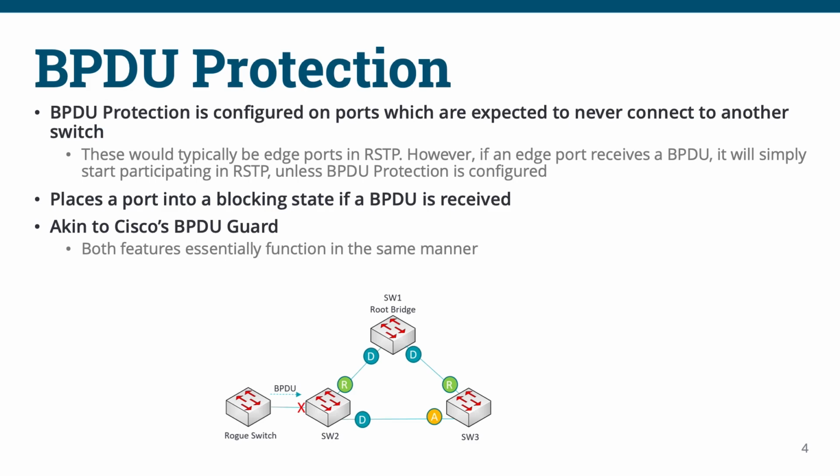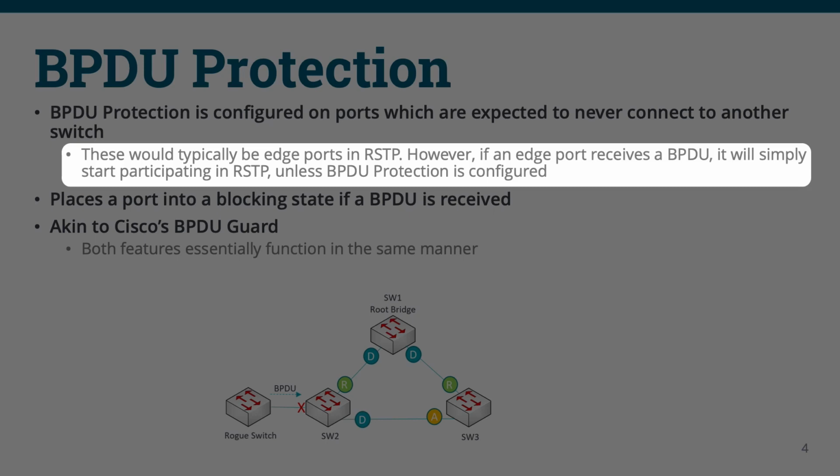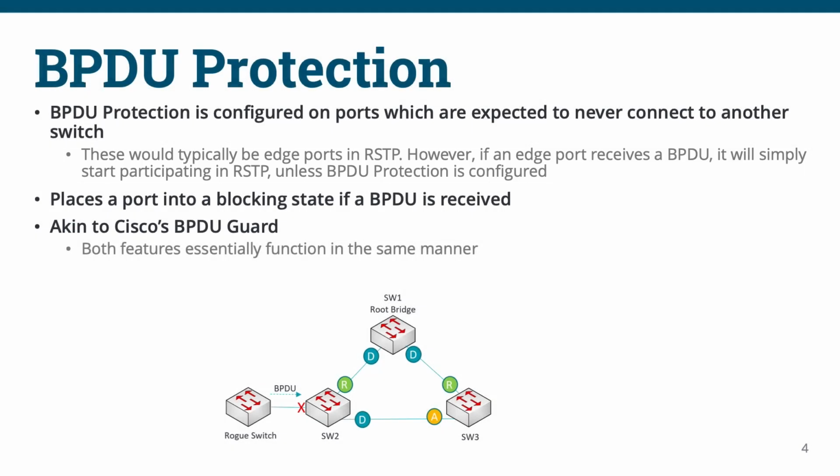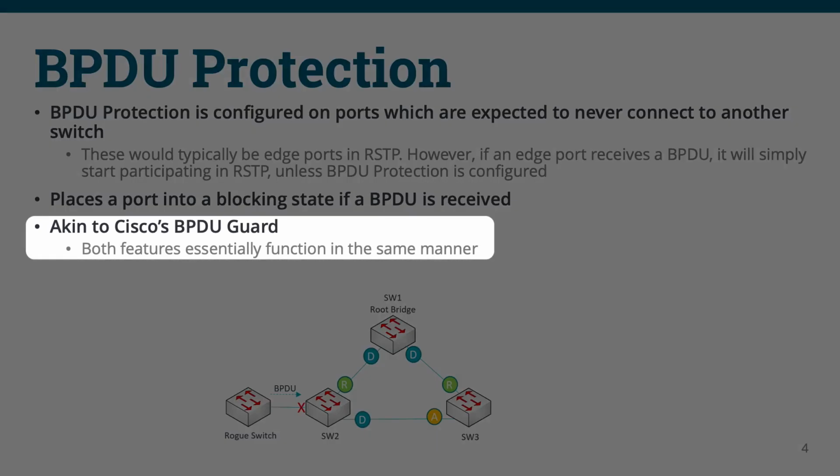Being that these interfaces are connected to end hosts, we would not expect to ever see a BPDU received on one of these ports. Unless, of course, we have a situation like Bob and Allison, and an unexpected rogue switch is plugged into the network. However, in RSTP, if an edge port receives a BPDU, the port will simply start participating in the RSTP topology, unless BPDU protection is configured. If you're coming from a Cisco background, this feature is much like BPDU guard seen on Cisco devices.